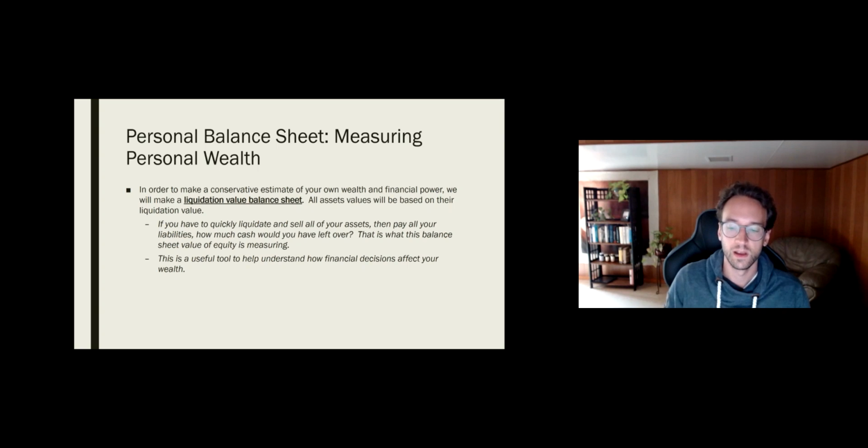If there is some medical issue that happened to you and you needed to liquidate stuff to pay for your medical issue, how much would you have available to do so? So you liquidate all your assets and then pay off all your liabilities. How much cash would you have left over? That's essentially what this is measuring.